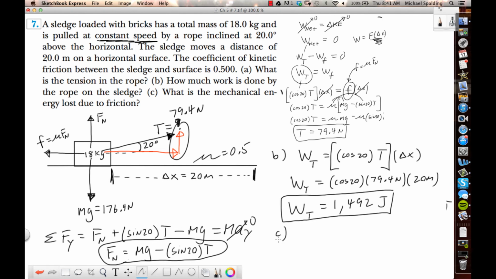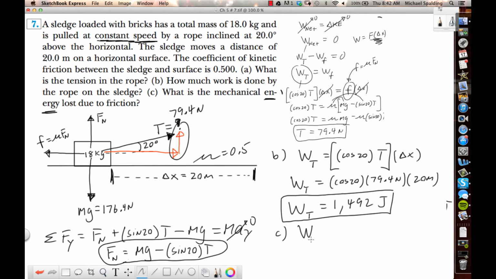Okay? And then part C, what is the mechanical energy lost due to friction? Look, energy lost due to friction is the same as the work done by friction. Because what's the unit for energy? They're asking for the energy lost due to friction. What's the unit for energy? Joules. What's the unit for work? Joules. Look, we can figure this out very, very quickly.